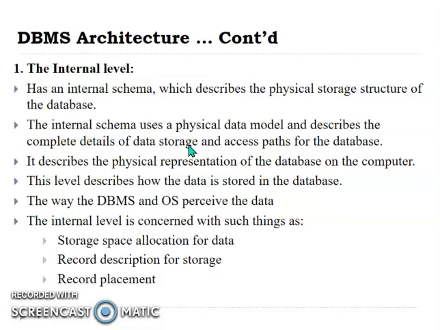The way the database management system in the OS perceives the data is another description of the internal level. The internal level is concerned with storage space allocation. Whenever you store data, it allocates space, so space allocation is a functionality of the internal level. The second one is record description of storage. Whenever you store data in a database, it gives some description about the data you are going to store, and also record placement. Giving placement for your record is a functionality of the internal level.